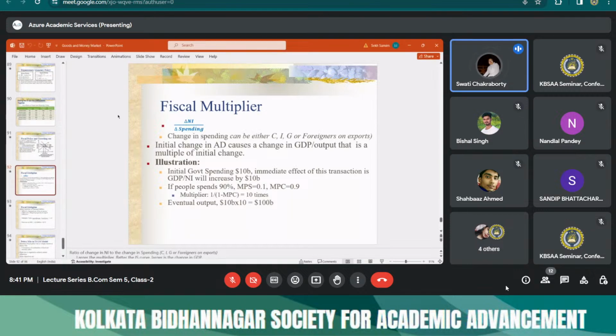So what will be the total increase in output? That is 10 billion into 10. So it's 10 times, $100 billion. That's how it comes up.